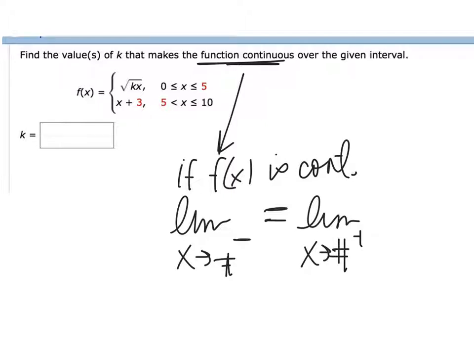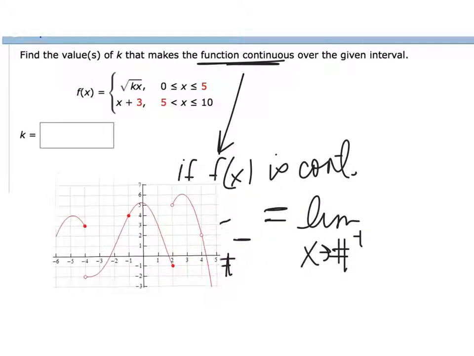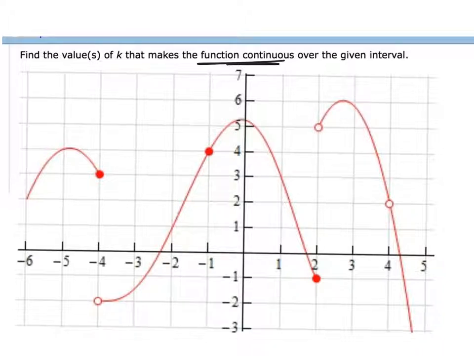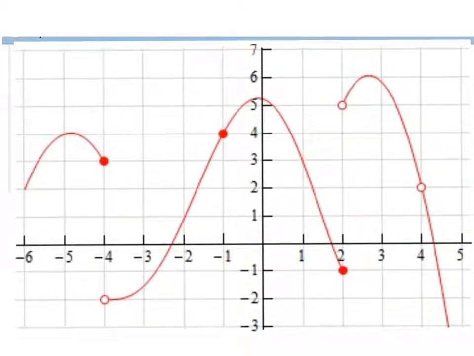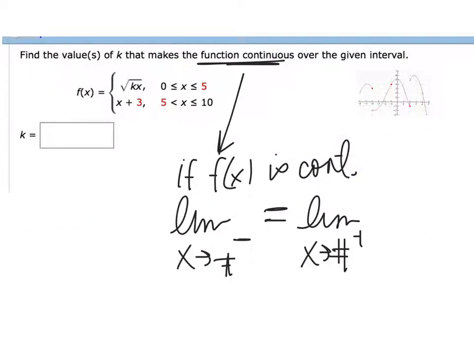So let's take a look at this picture again to review that. In this case, f of x was continuous at -1 because the limit as x approaches -1 from the left and the right were the same. They're both equal to 4. Okay? So let's take a look at this piece. This is the graph of a piecewise function. So let's take a look at this piecewise function that you have here.